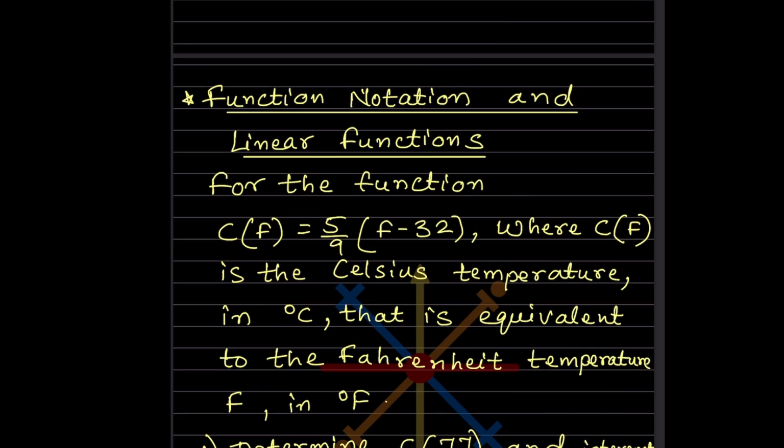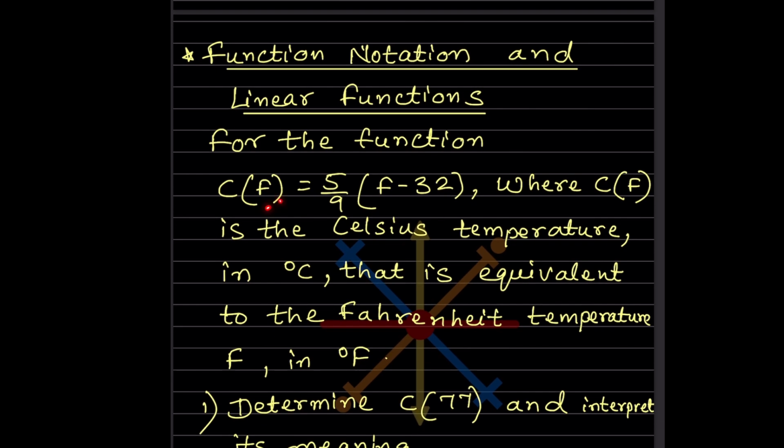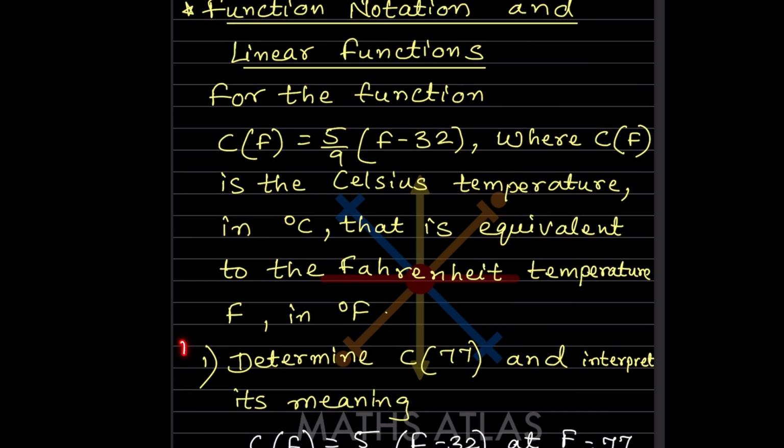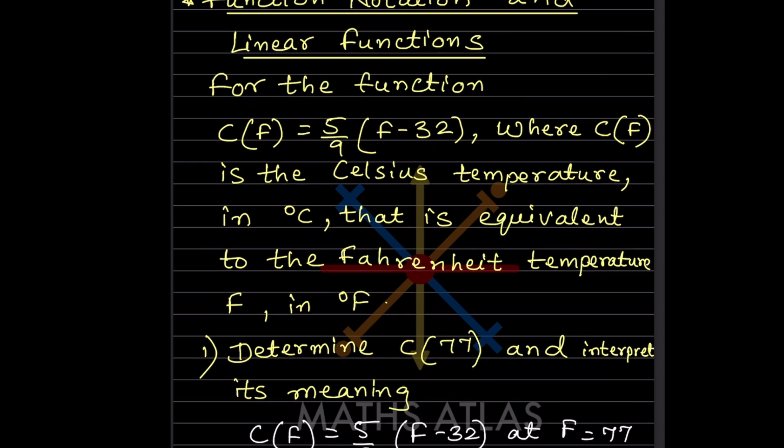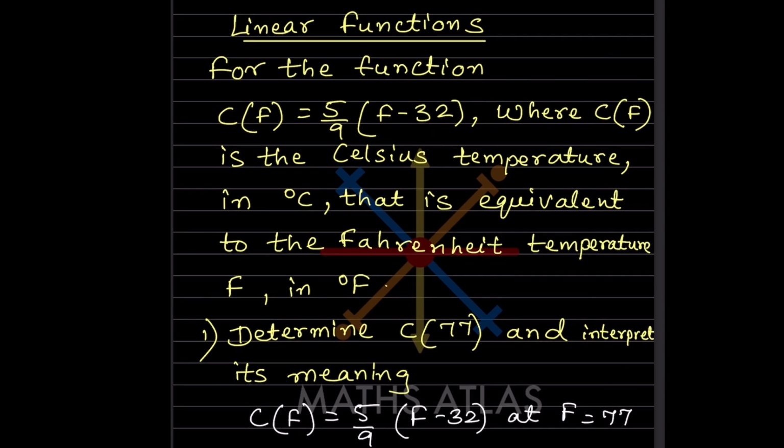Now let us see the function notation and the linear functions. So now here for the function, C of F is 5 by 9 times F minus 32, where C of F is what? That is a Celsius temperature in degree centigrade, that is equivalent to the Fahrenheit temperature in degree Fahrenheit. So now this is given, that determines C of 77 and interpret its meaning. So what is the meaning of that?